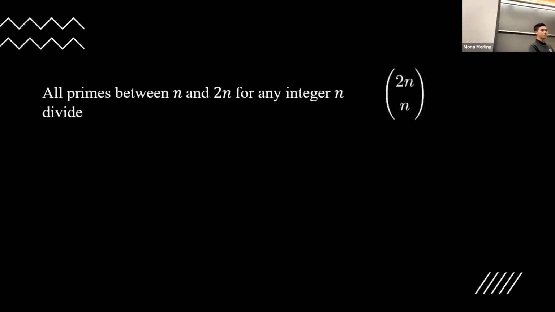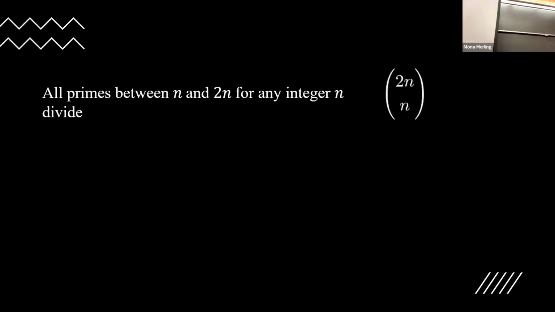So one thing we could first address is that all primes in between n and 2n, for any integer n, divide 2n choose n. This could be shown because the numerator of 2n choose n is 2n factorial, which contains all the primes in between n and 2n, but the denominator, n factorial squared, contains none of them. And so all the primes in between n and 2n must divide the numerator, since none of them get canceled out from the denominator.